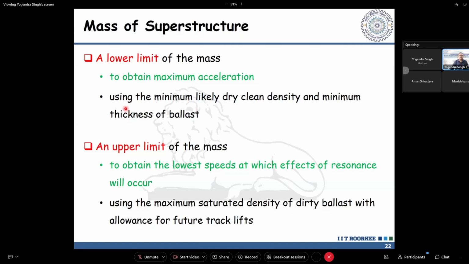When we are estimating the lower limit on the mass, we will consider dry and clean ballast. The self weight of the bridge components or the bridge superstructure can be calculated quite accurately because the sizes will be known. But there also, we should not make any assumption on the higher side which increases the mass. We have to consider the lowest possible mass which may be acting.